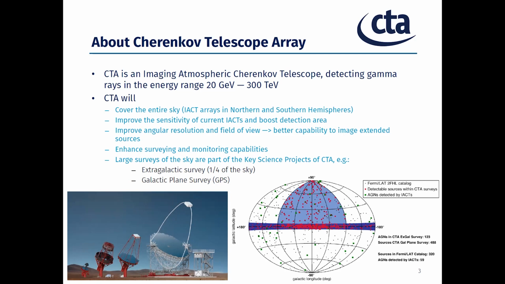And that will enhance the surveying capabilities of this instrument. Basically, key science projects of CTA are the projects that will have a significant amount of observation time dedicated to their completion. And two of these key science projects are also two large surveys of the sky. One will be the extragalactic survey, observing a quarter of the extragalactic sky with a very good sensitivity. And then also the galactic plane survey, which is a dedicated survey of the entire galactic plane with different exposures in different areas of the galactic plane.